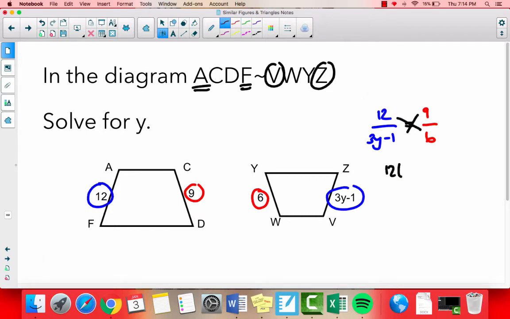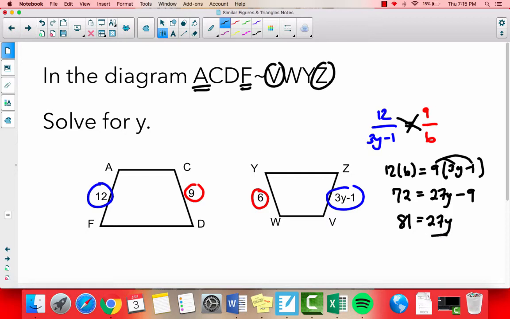And we'll get 12 times 6 equals 9 times 3y minus 1. To solve this, we just simplify using PEMDAS. 12 times 6, that's 72. And then over on the right side, we'll distribute. 9 times 3y is 27y. And then 9 times negative 1 is negative 9. And then this is just simply solving for a single variable. So add 9 over, we get 81 equals 27y. And then we can divide by 27. And when we do that, we get that y is equal to 3. And that's all I wanted, so we'd be done.